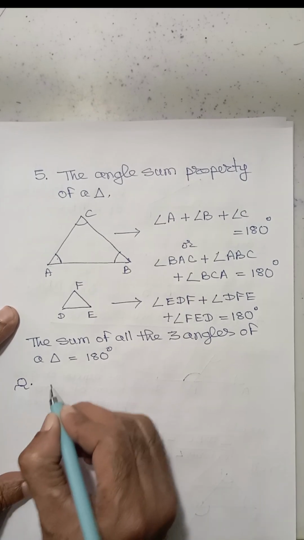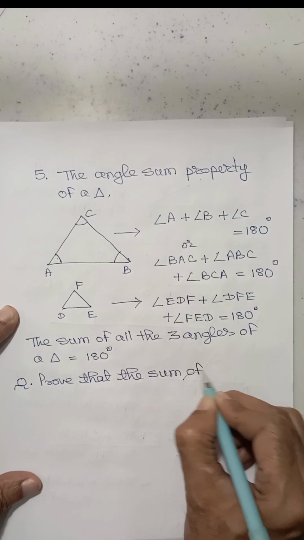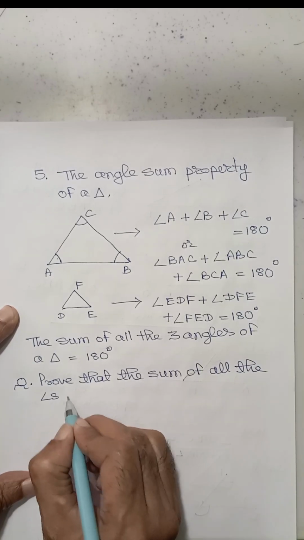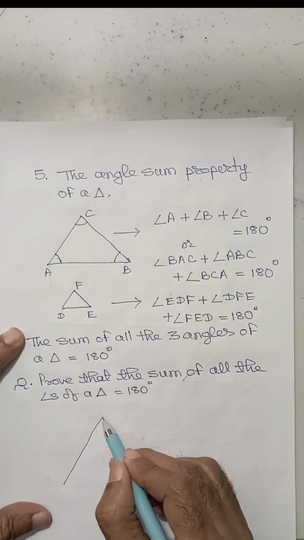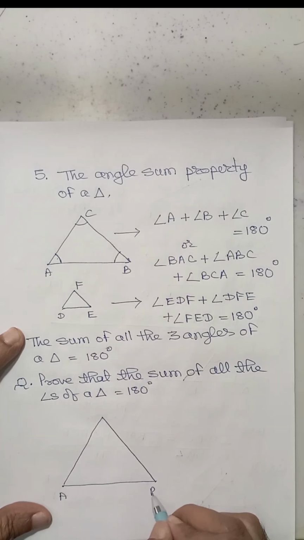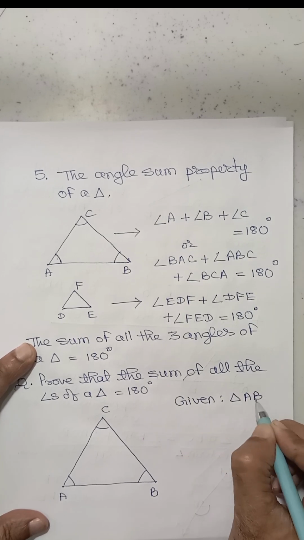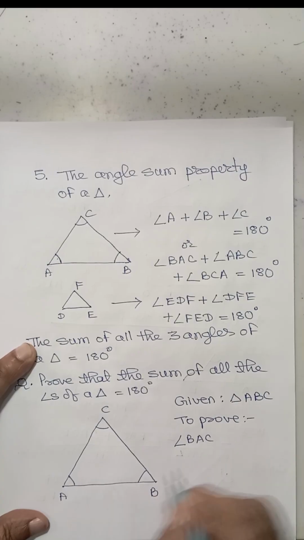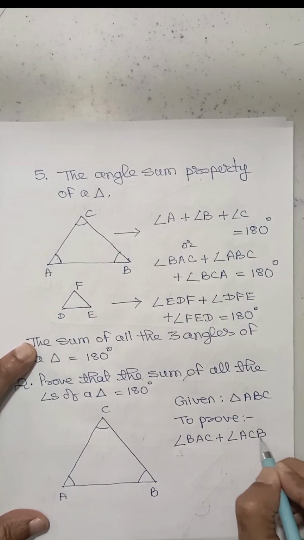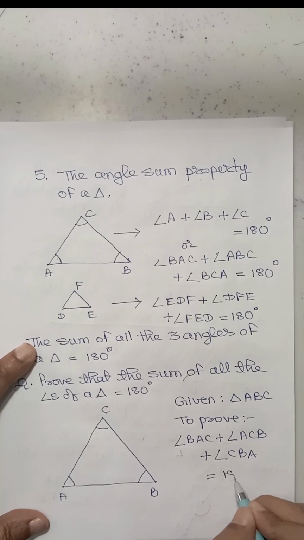Now you can get a question in your class: prove that the sum of all the angles of a triangle is equal to 180 degree. How will we prove it? Just see. Suppose here is a triangle. It is triangle ABC. Now three angles are here, here and here. So what will we write? We will write like this: given, triangle ABC. Then we will write, to prove: angle BAC plus angle ACB plus angle CBA is equal to 180 degree. This we have to prove.